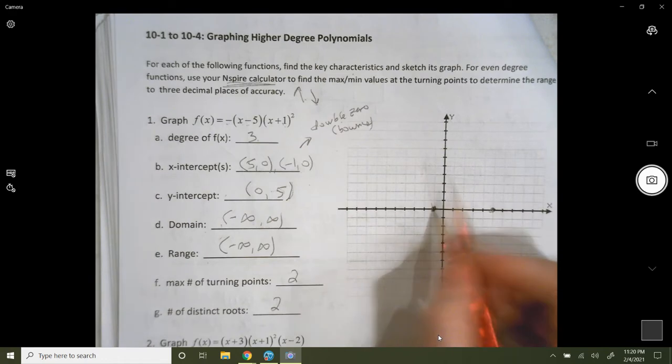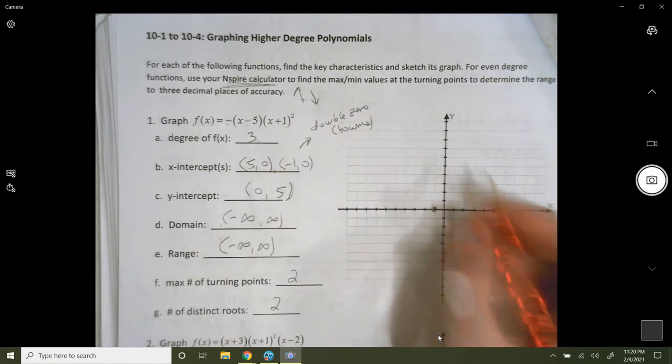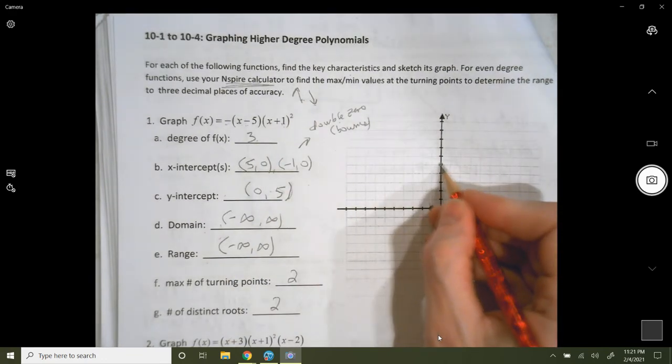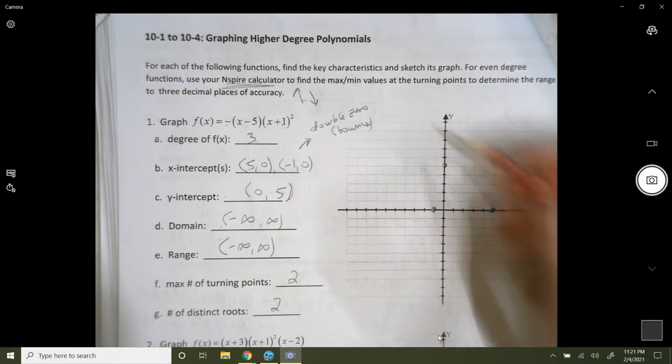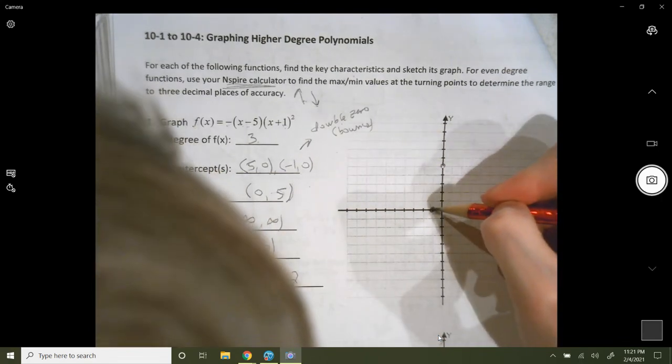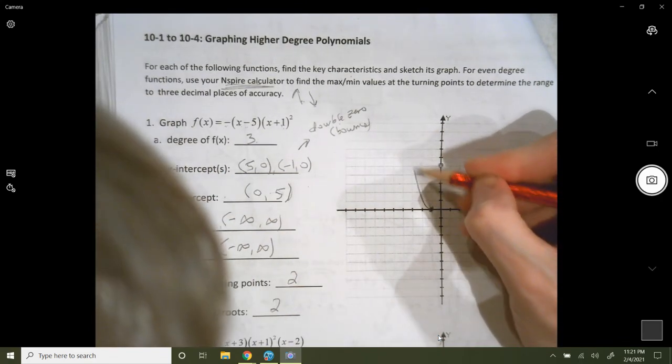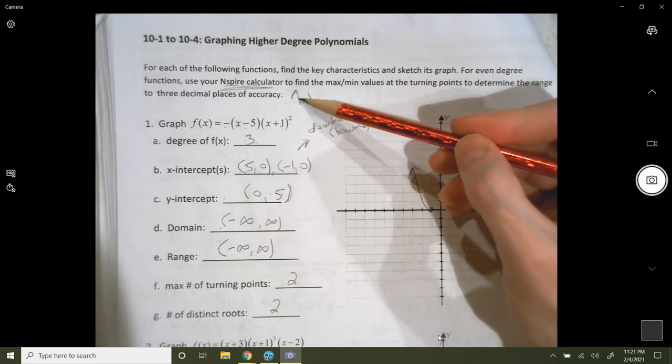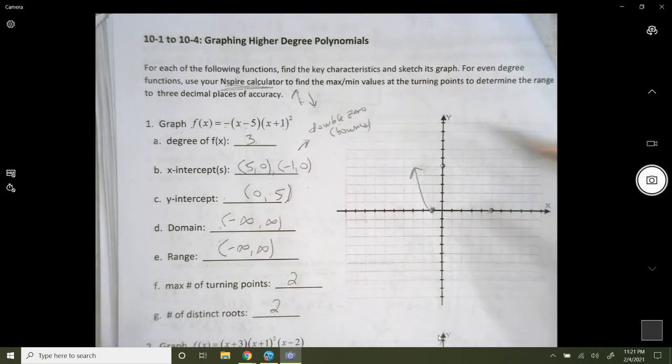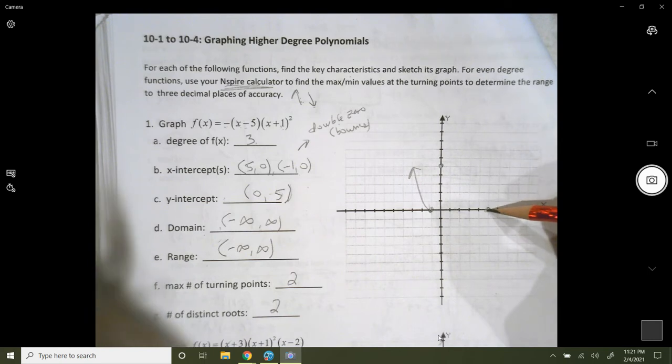Okay, my end behavior is here. My y-intercept is +5, and that makes more sense because I'm going to pass through here. I know I have to bounce here, and I know my end behavior on the left is up. If I look over here on the left, I'm going up. Off to the right, I know I'm ending up going down.